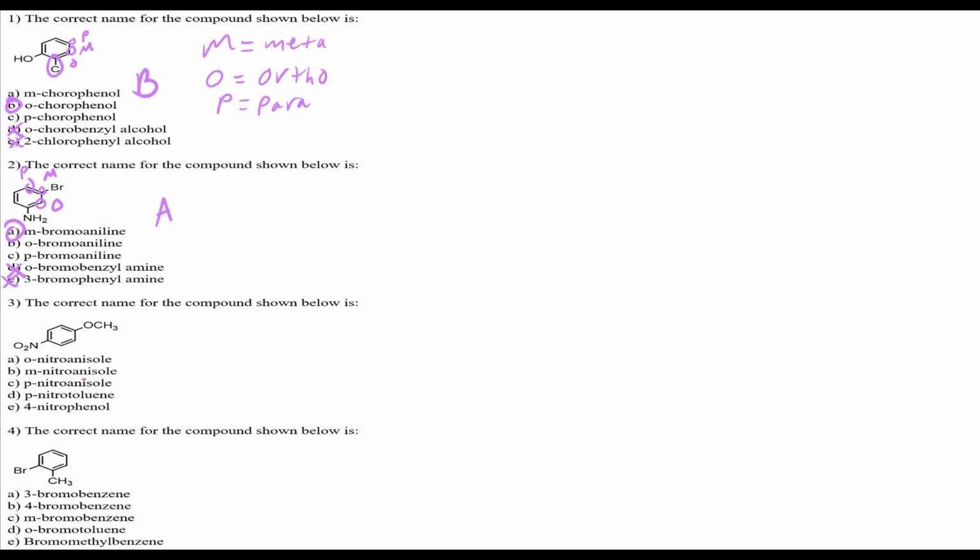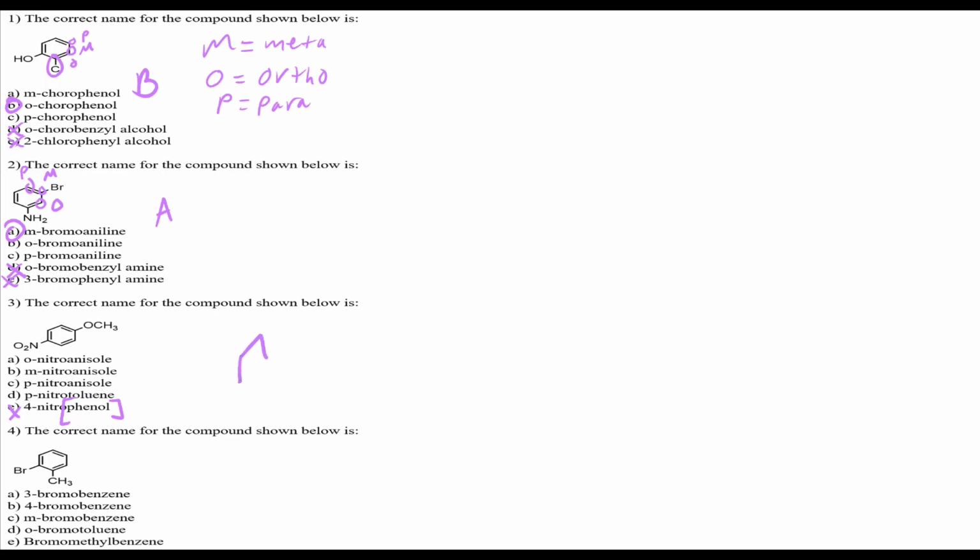Now over here, what do we have? First of all, we don't have an alcohol in this compound. So no matter what I do, I can never have a phenol. That wouldn't make any sense. So E is wrong. What about toluene?